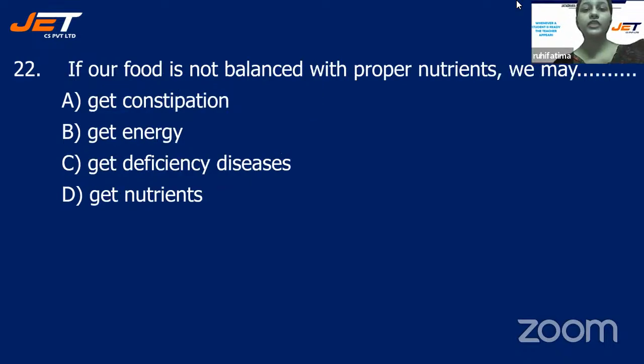Okay, we have the next question. If our food is not balanced with proper nutrients, we may get dash. Option A, constipation. Option B, get energy. Option C, deficiency diseases. Or option D, get nutrients. What could be the correct answer, students? Quickly drop it in the chat box. Very easy question.